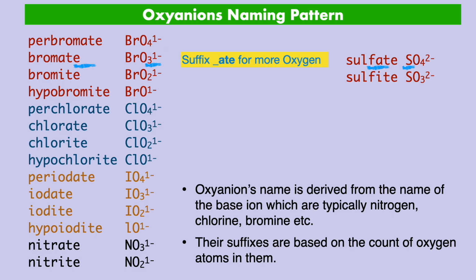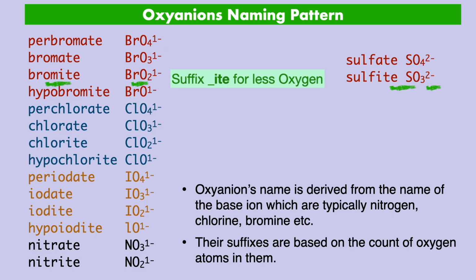The suffix "ite" is used for an oxyanion with one fewer oxygen atom than the ate ion. For example, sulfite ion has 3 oxygen atoms, one less than the sulfate ion.